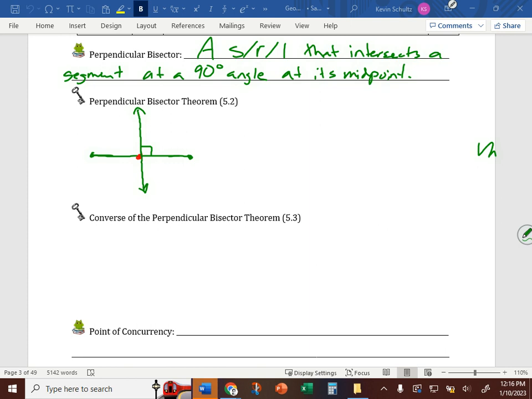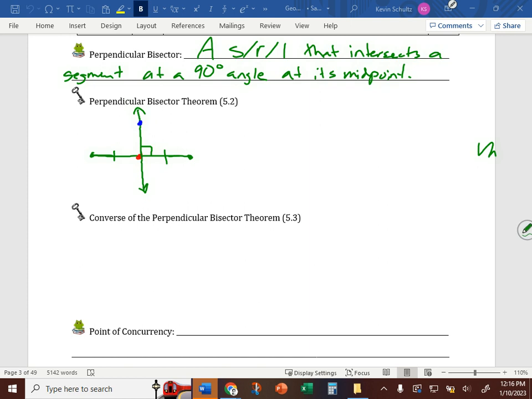You've got the 90-degree angle. We also know that these two sections are congruent, right? Because that red dot being the midpoint of the segment, that tells us that those two sections are the same length. Our perpendicular bisector comes right down through the middle. And what this theorem tells us is that any point that is on the perpendicular bisector is going to be equidistant from the endpoints of the segment.